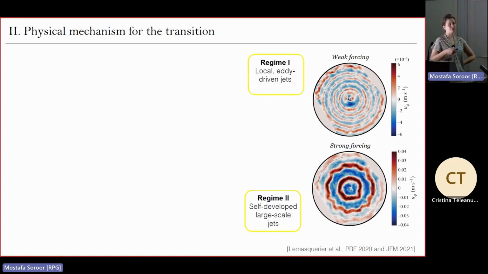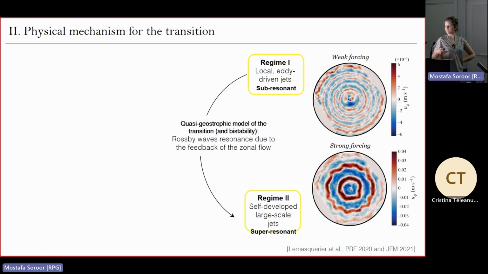Now, this is the picture for regime 1, and the question was, okay, why do we have a transition to a second regime? And again, using a very simple 2D quasi-geostrophic model, we're able to show that this is simply due to resonance, the fact that these Rossby waves can become resonant due to the advection of the zonal flow, which affects the wave.